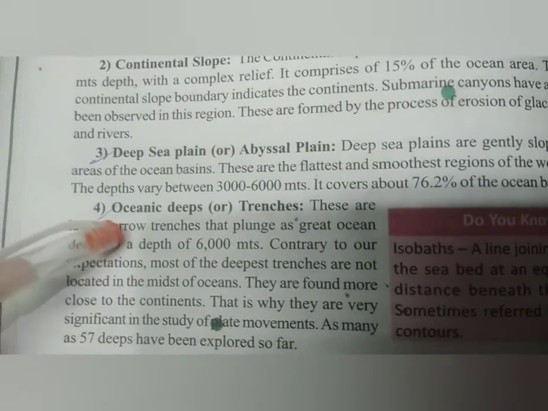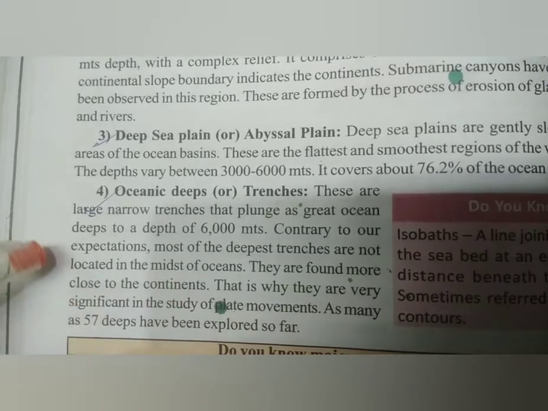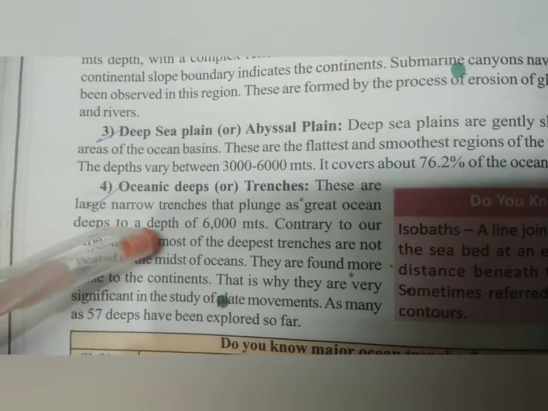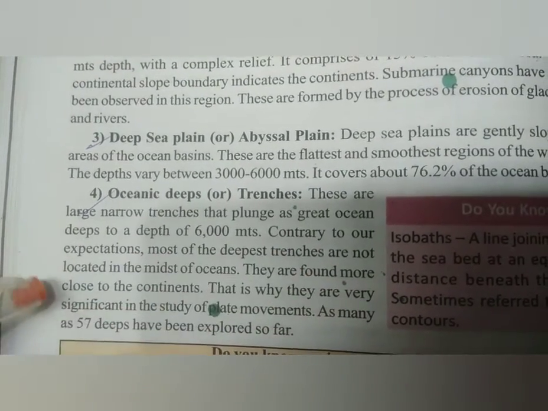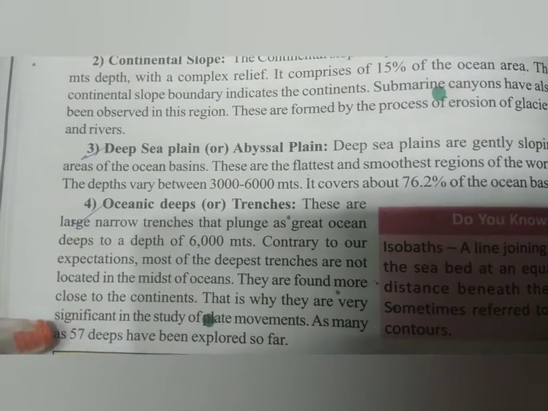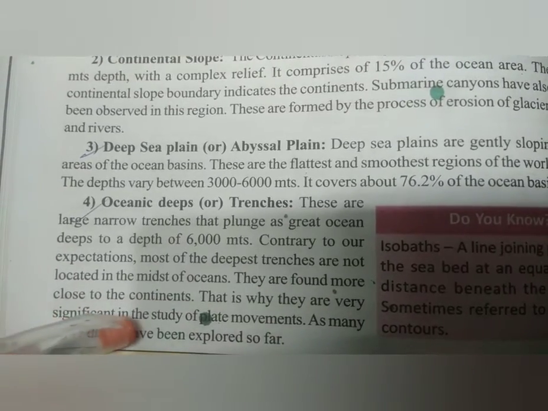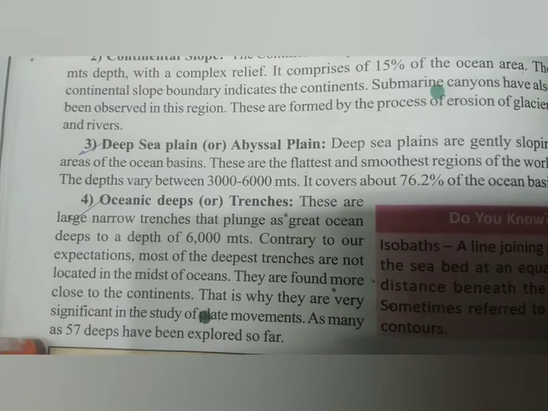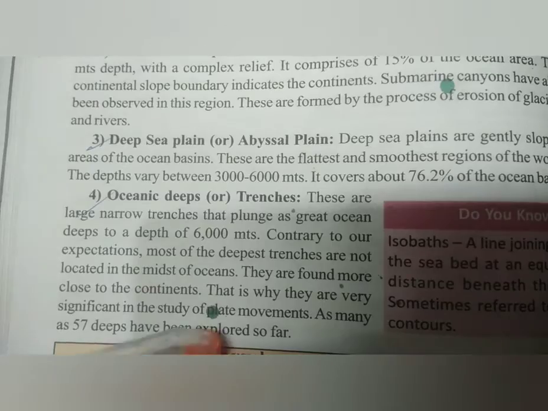Next, see the fourth one, oceanic deeps. These are large narrow trenches that plunge to great ocean depth, to a depth of 6000 meters. Contrary to our expectation, most of the deepest trenches are not located in the midst of the ocean. They are found more close to the continent. That is why they are very significant in the study of plate movement. As many as 57 deeps have been explored so far.